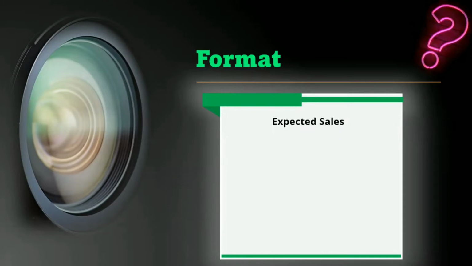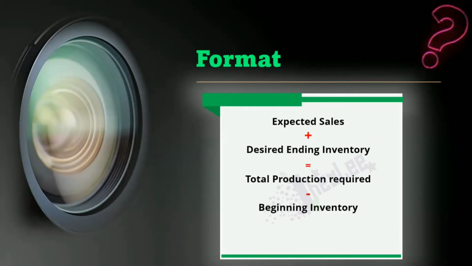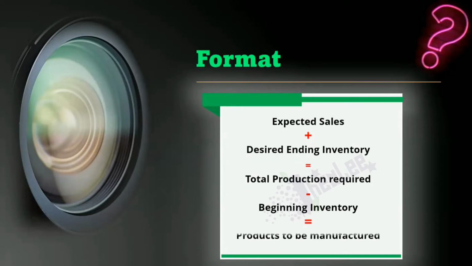So you pick up your expected sales for the period, then you add your desired ending inventory. Once you add your desired inventory to your expected sales, that gives you your total production that is required. So it will tell you how much units you need to produce for that period. Once you have that, you're going to subtract your opening inventory, which is your beginning inventory. And guess what? This will give you the products to be manufactured, the total products to be manufactured for the period.